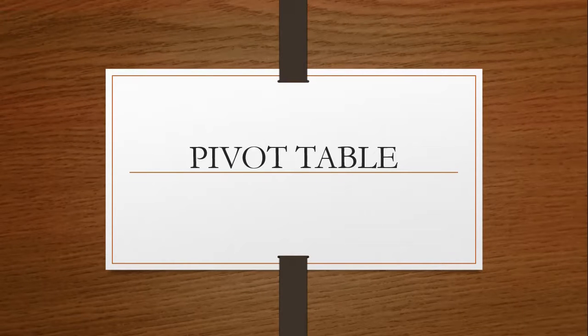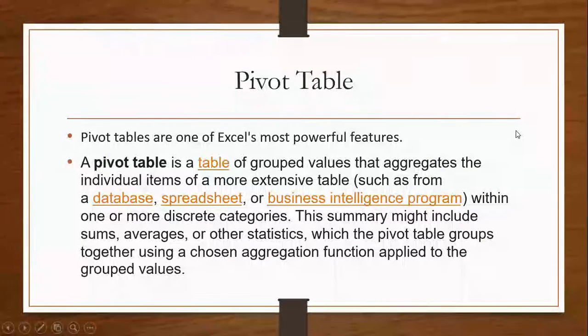In this video, we are going to see about pivot table. A pivot table, one of Excel's most powerful features, is a table of group values that aggregates the individual items of a more extensive table within one or more discrete categories. This summary might include sums, averages, and other statistics. A pivot table groups together values using a chosen aggregation function applied to the group values.